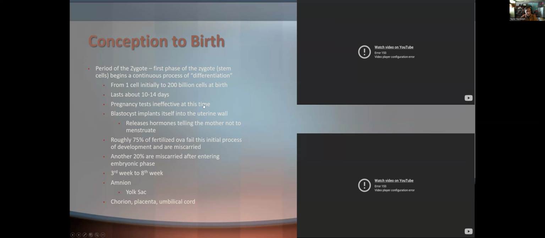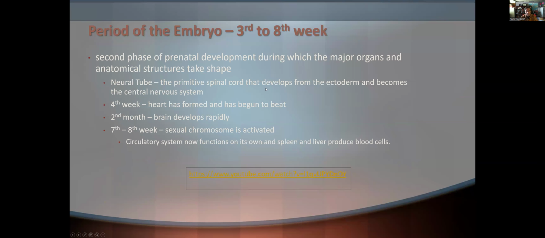You really can't tell. There's something called a blastocyst that exists before the zygote implants itself into the uterine wall. And when it actually goes into the uterine wall, that's when it gets some added nourishment. When the blastocyst implants in the uterine wall, that's when hormones are released telling the mother not to menstruate. And that's what pregnancy tests are really looking for.